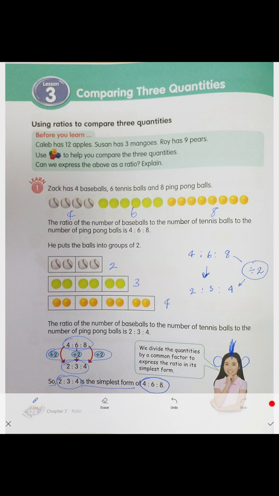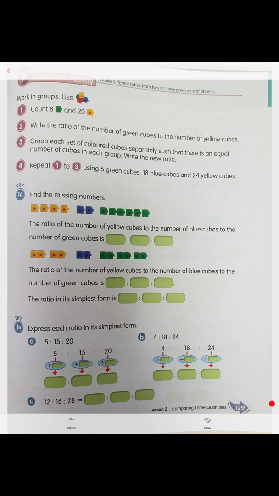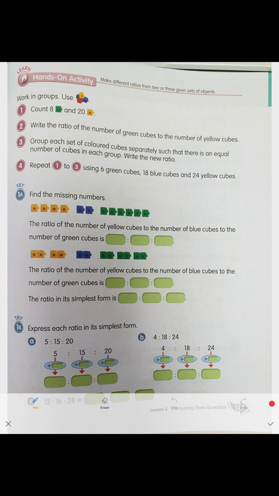We use the common factor of 2 over here to represent the ratio in the simplest form. You can do this at home with any kind of groups, with any kind of object. We're just going to proceed with the exercise.